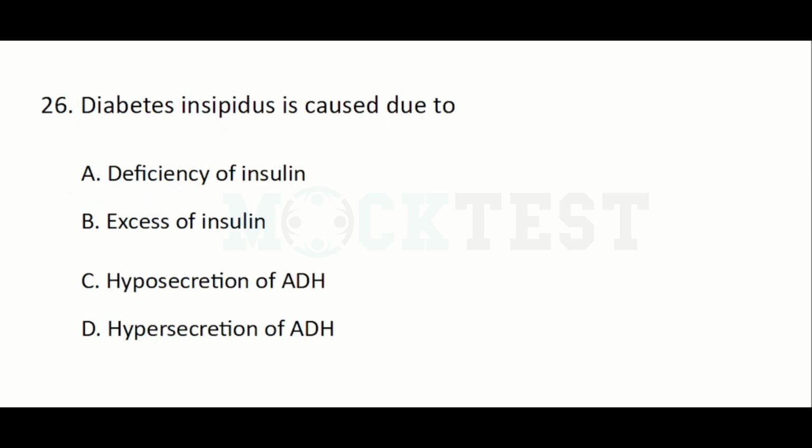Diabetes insipidus is caused due to option A deficiency of insulin, option B excess of insulin, option C hypersecretion of ADH, option D hyposecretion of ADH. Diabetes insipidus is caused due to hyposecretion of ADH.